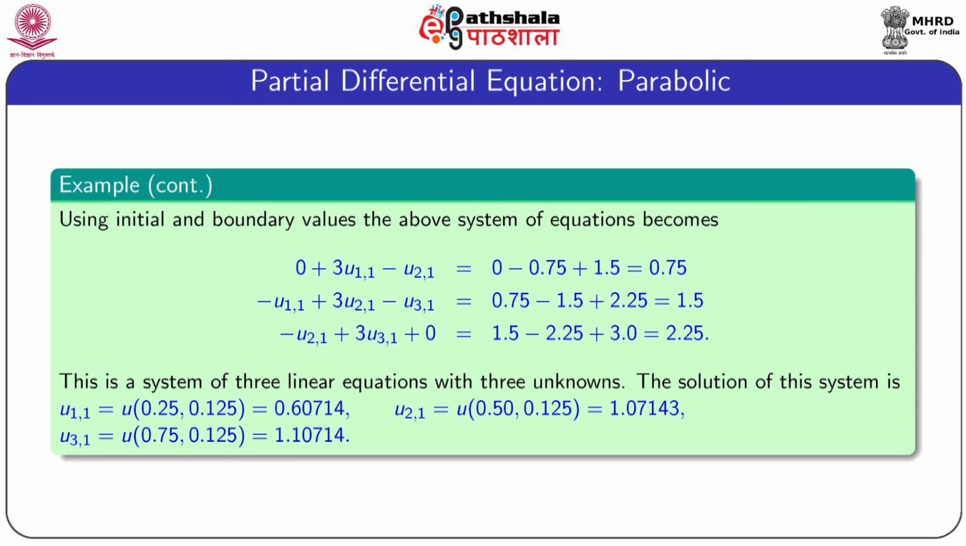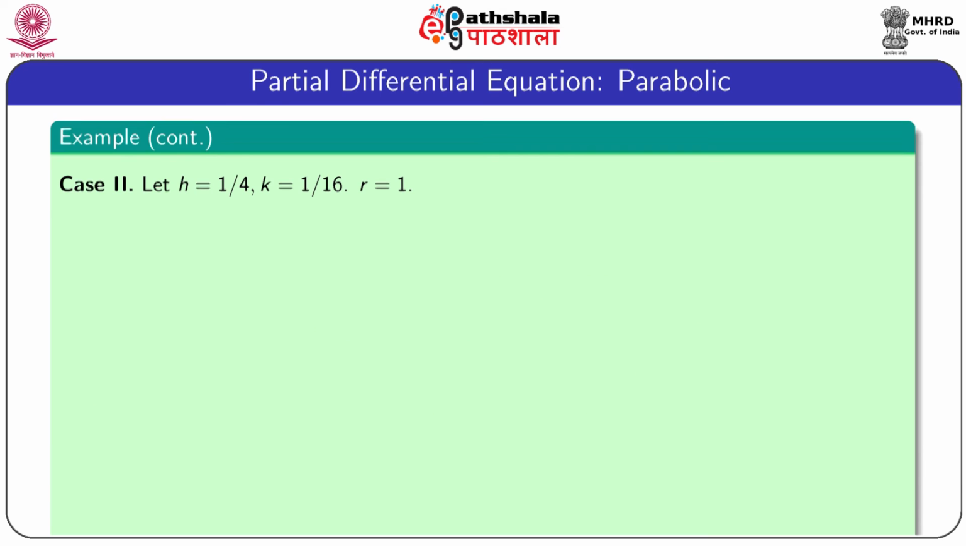u11 equal to 0.60714, correct up to 5 decimal places, u21 equal to 1.07143, u31 equal to 1.10714. Now, u31 means the value of u when x equal to 0.75 and t equal to 0.125. So, using this technique we have determined the values of u for different mesh points. Now, we consider the second case.